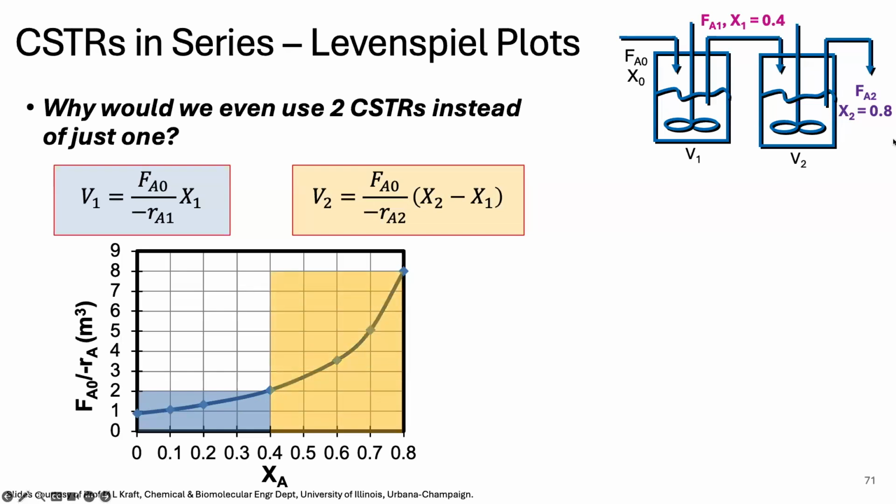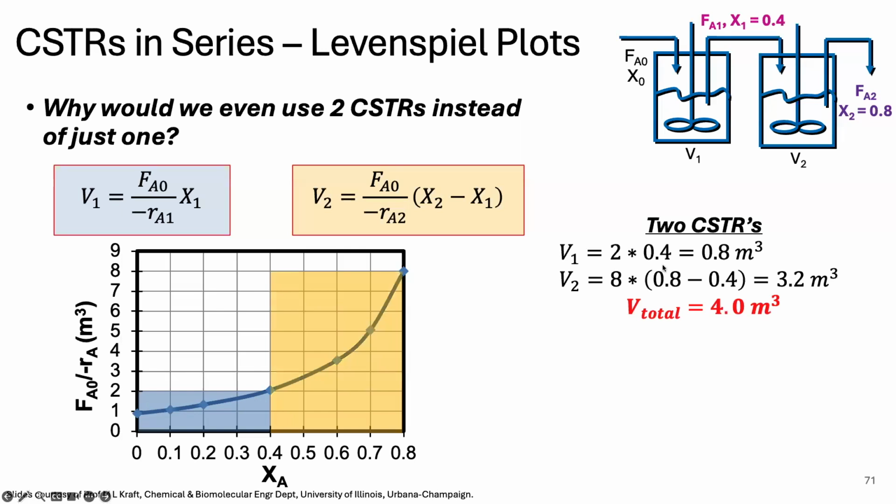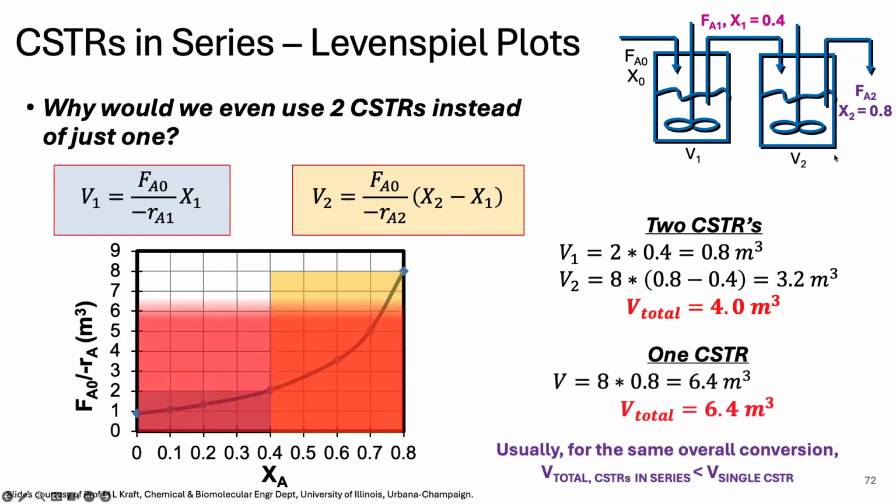We can see that the area under the curve, now we would be wanting to consider the total area. So we would have our 0.8 meters cubed of our first CSTR. Then this would give us an additional 3.2 meters cubed for our second CSTR. Overall, we would need a total volume of 4 meters cubed. And if instead we wanted to achieve the same total conversion of 0.8 using a single reactor, we can see by comparing the areas that the total volume would again be 6.4 meters cubed as we saw before.